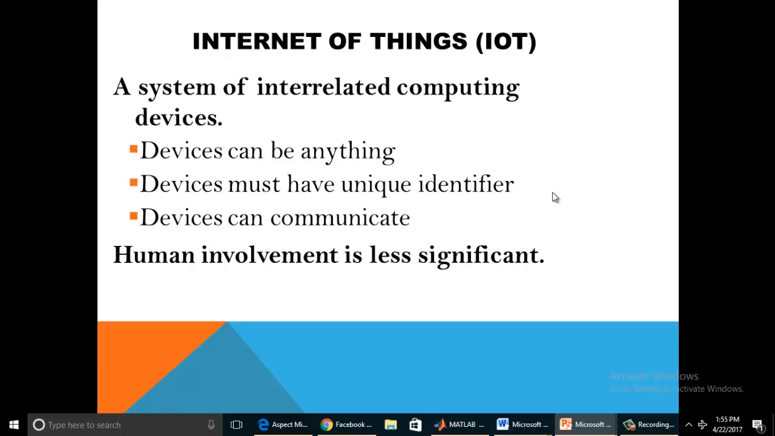But there are two important points to consider. The first one is, what are these devices? Which devices can be considered in Internet of Things? And the second one is the human involvement, or the amount of human involvement required. As far as the human involvement is concerned, remember that in Internet of Things, these devices communicate with each other without human interaction, which may possibly be in the form of human to human interaction or human to computer interaction. But these devices, in order to communicate, do not require human interaction.